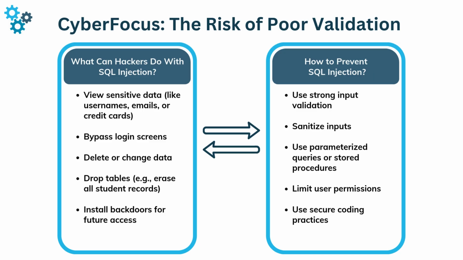So how do we prevent SQL injections? By using input validation. Only allow the correct type of data to be input into the database. We can sanitize inputs, strip out harmful characters like semicolons and single quotes before sending data to the database. We can use parameter queries and stored procedures. These will separate user input from SQL logic, so the system knows what's data and what's a command. We can limit user permissions. Give users only the access they need, no more.